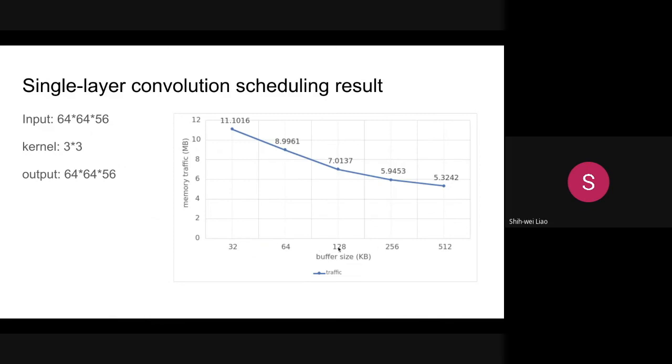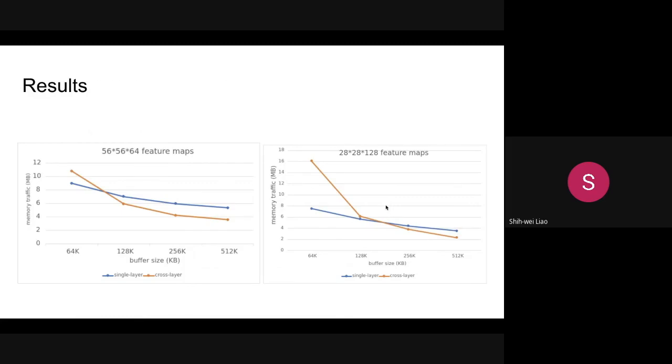As you can see, if you increase the buffer size, of course, the memory traffic to DRAM can be reduced. And here you can see that when the buffer size is big, like 512 kilobytes, then the memory traffic employing cross layer can be reduced. But if the buffer size is small, like in this case, it's 64 kilobytes, you might as well just use up all your SRAM on a single layer.